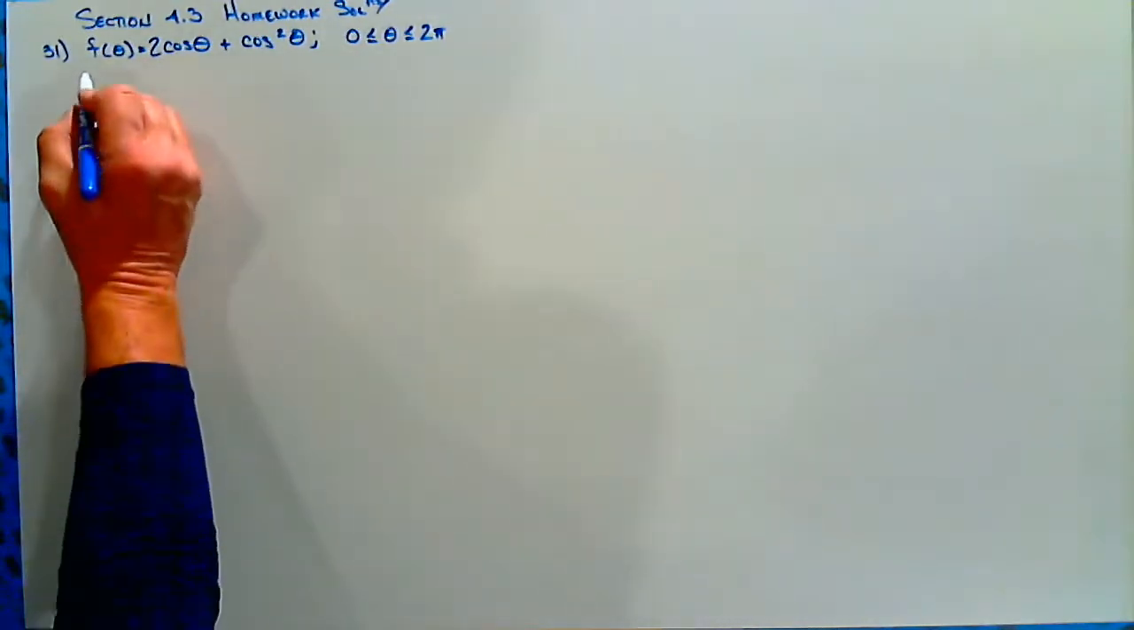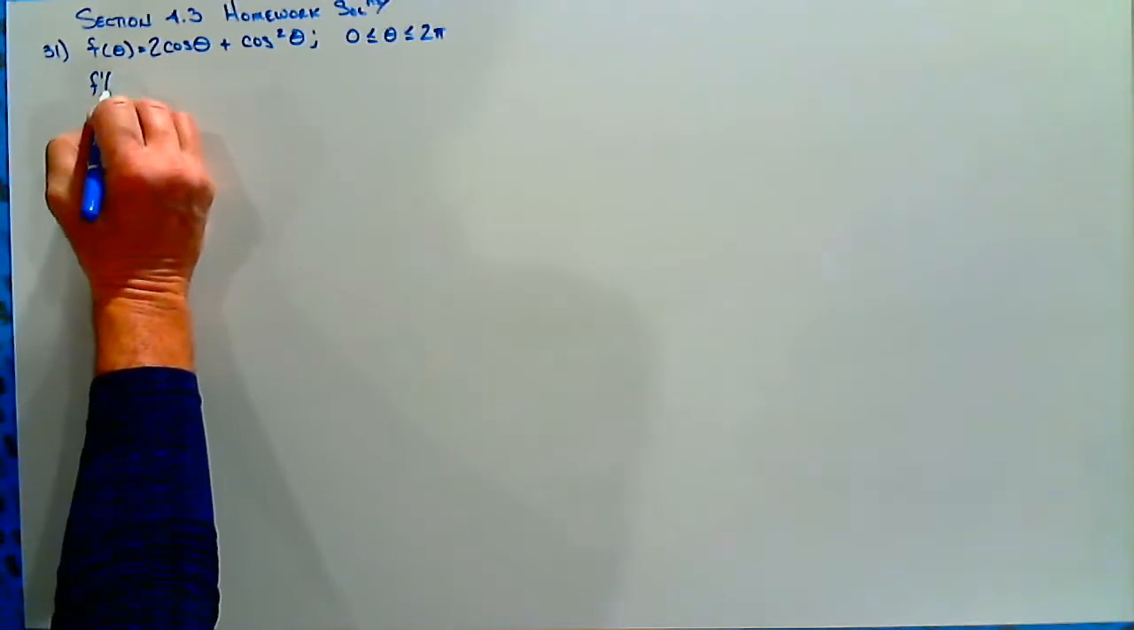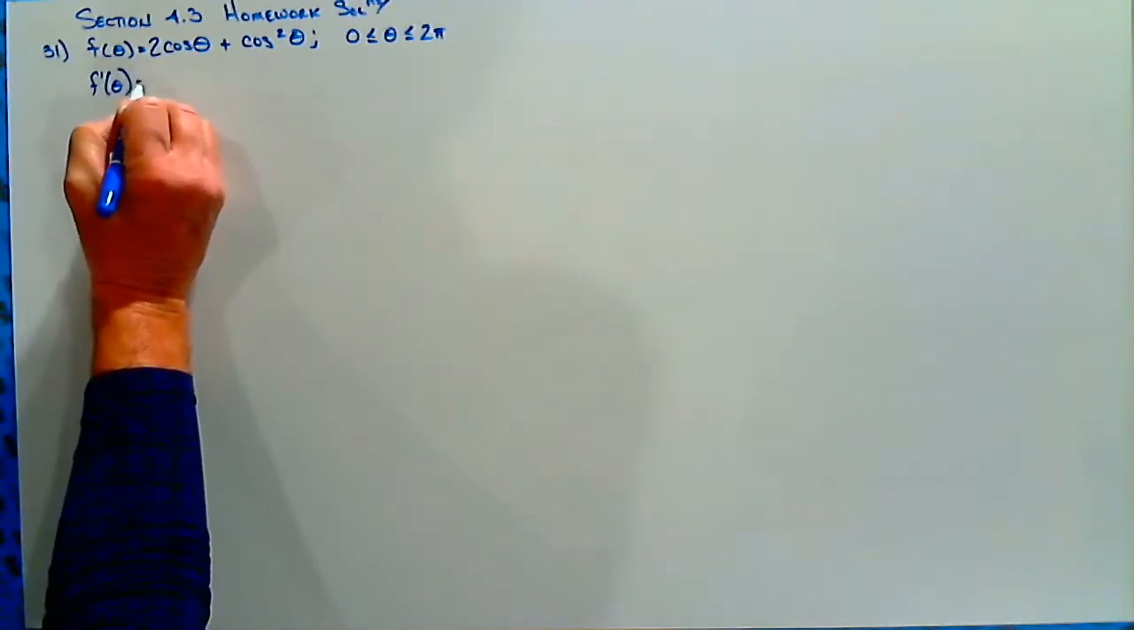So how do we begin? Well, we begin by realizing we're going to have to run a sign test for the first derivative, and we're going to need to run a sign test for the second derivative. And so the first step on any of these problems is to calculate our derivatives. So if we do that, we find the first derivative.